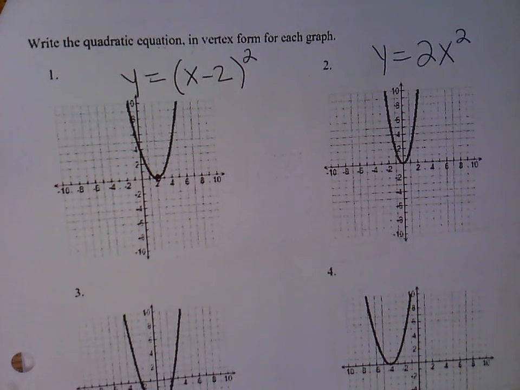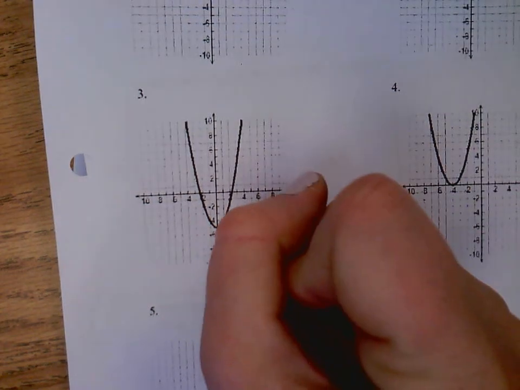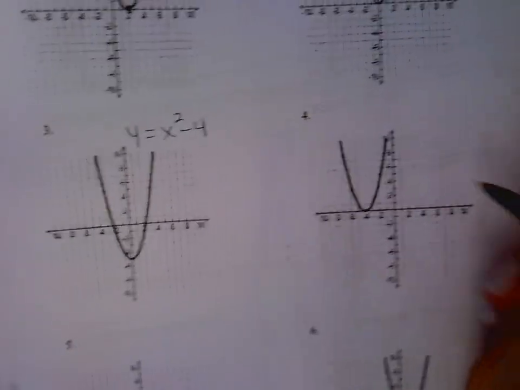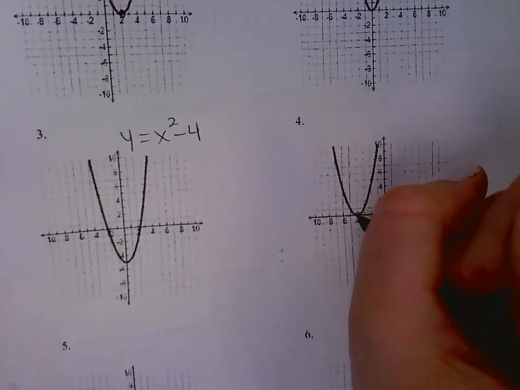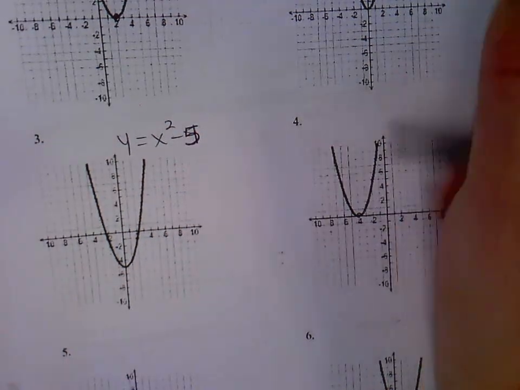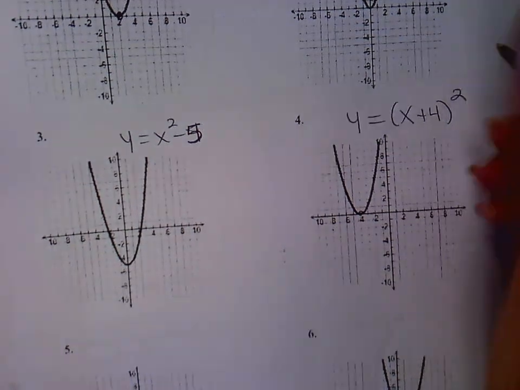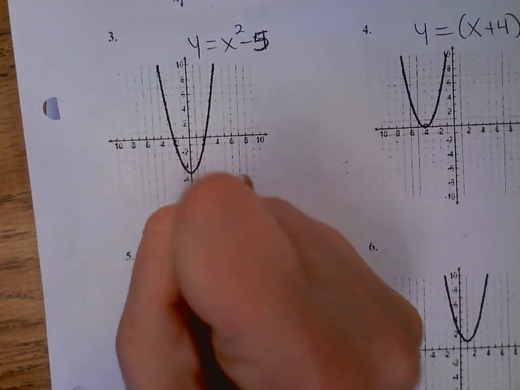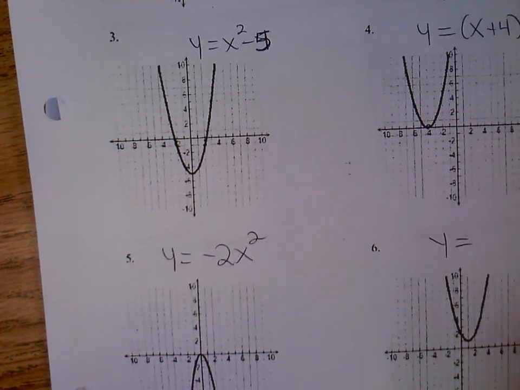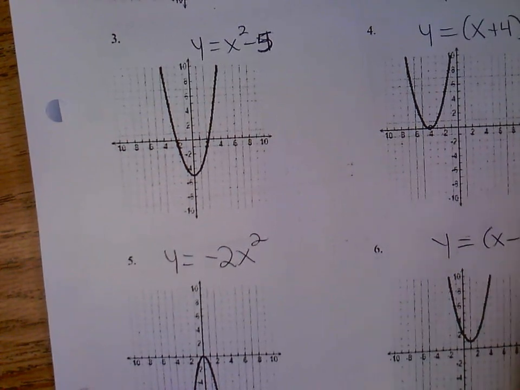That's scary. Okay, here are the answers. This one just got shifted down 4, so x squared minus 4. This one got shifted to the left. Oh, actually, this is x squared minus 5, I think. This one got shifted left, so (x plus 4) squared to go to the left. This one is getting flipped upside down, so negative 2x squared. And this one got shifted right 1 and up 1, so (x minus 1) squared to go to the right and plus 1 to go up.